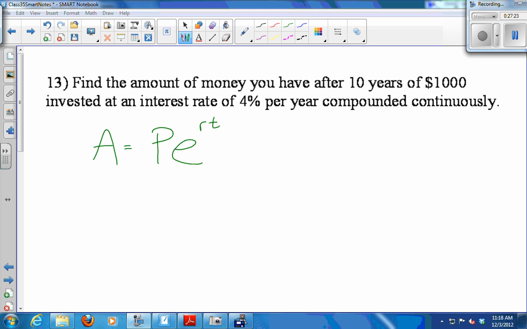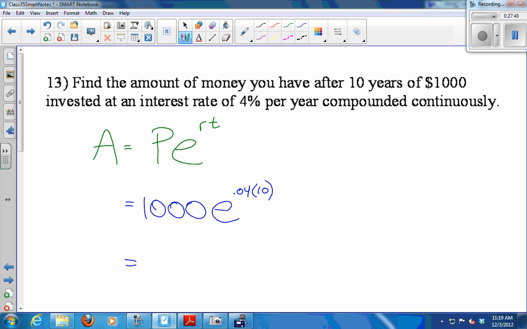Okay, so here's our formula. A equals P e to the rt. What's the principal? $1,000. e is just a number. You can use the button on your calculator for it. And what's my interest rate as a decimal? 0.04. Yeah. And t would be 10 years.